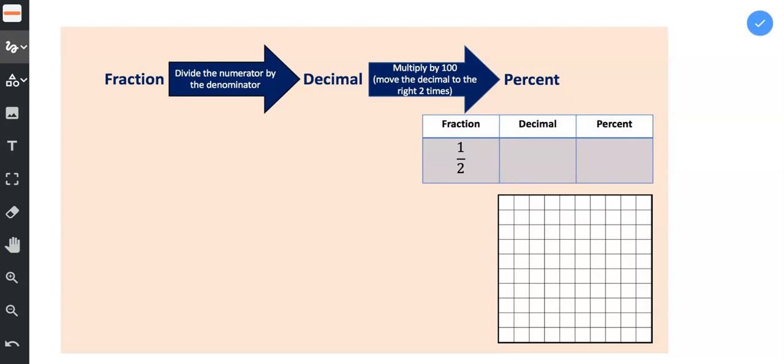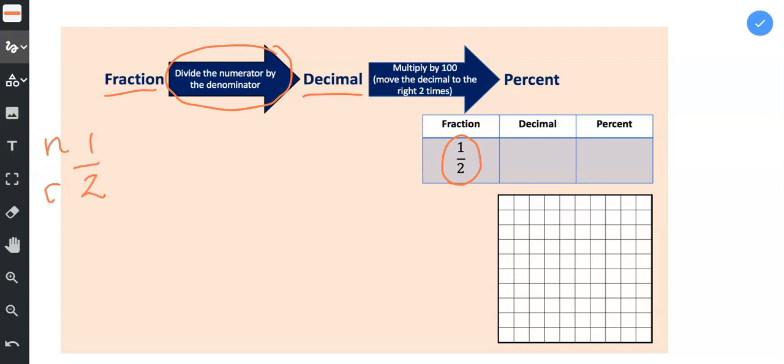Today we will be working on learning how to change a fraction to a decimal and then that decimal to a percent. Let's start by just changing the fraction from a fraction to a decimal. To change a fraction to a decimal, I wrote the directions here. It says divide the numerator by the denominator.